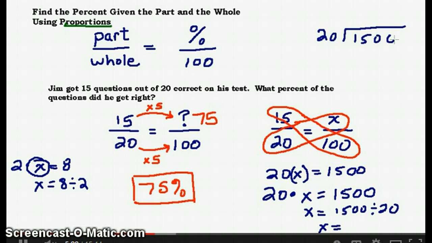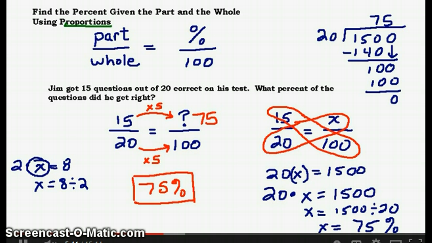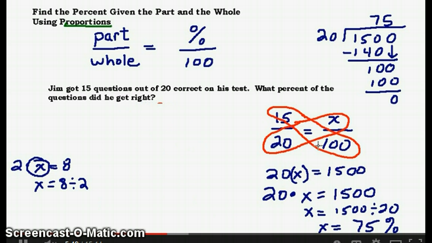Alright, 150 divided by 20 goes 7 times, which is 140. You subtract, get a 10, you add the 0, and then 100 divided by 20 equals 5. Look at that. We got the exact same answer. So once again, Jim got 75% of the questions correct on the test. As you can see, you could do it that way, or as we'll be working more and more, you're going to start using cross multiplication to find different things that are missing in the proportion.